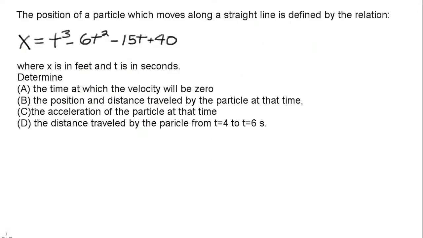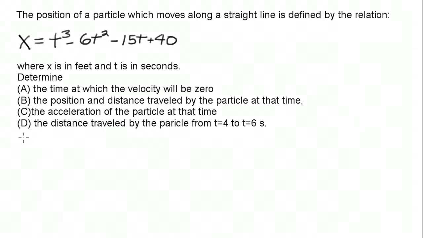Okay, so we're doing some introductory kinematics here. And here's the problem. The position of a particle moving along a straight line is defined by the relation x equals t cubed minus 6t squared minus 15t plus 40, where x is in feet and t is in seconds. And then we've got to determine these four sub-problems, A, B, C, and D. So let's start with A.